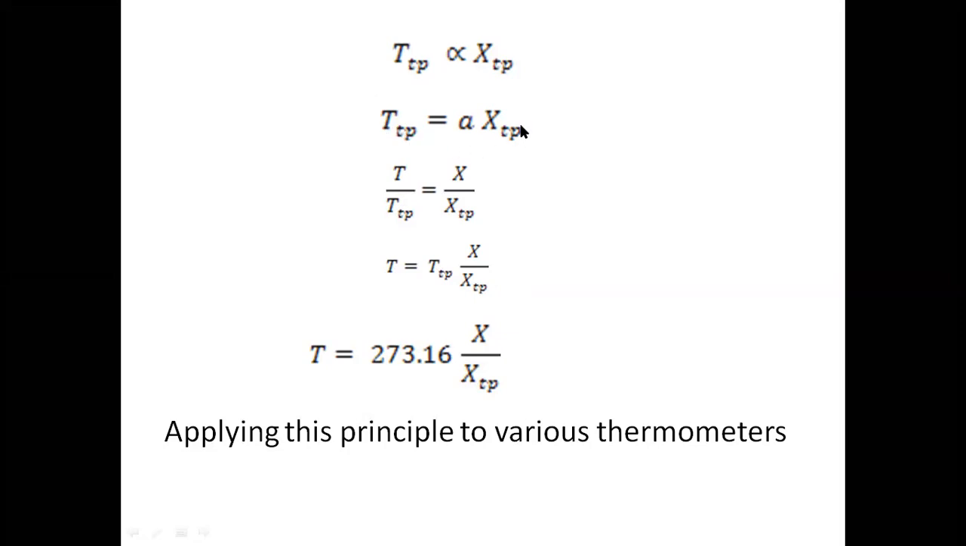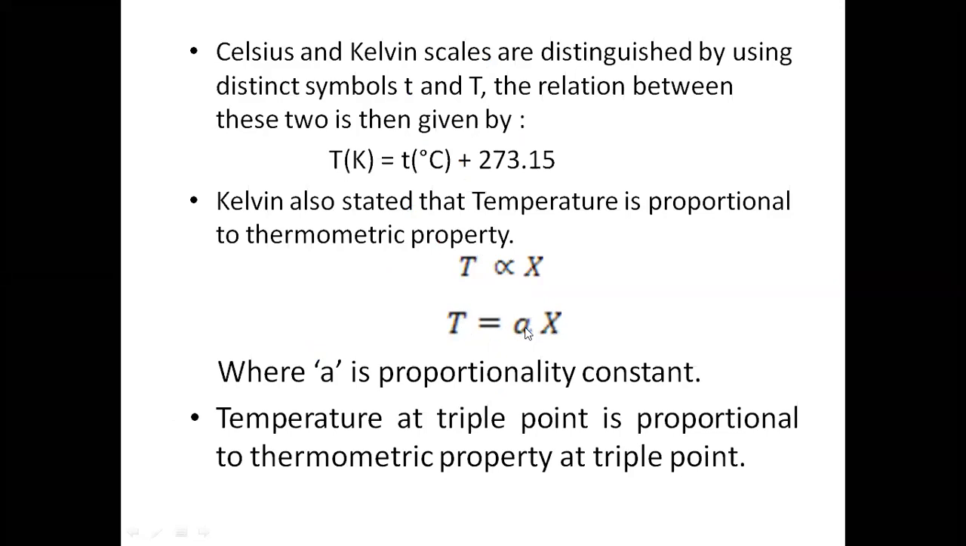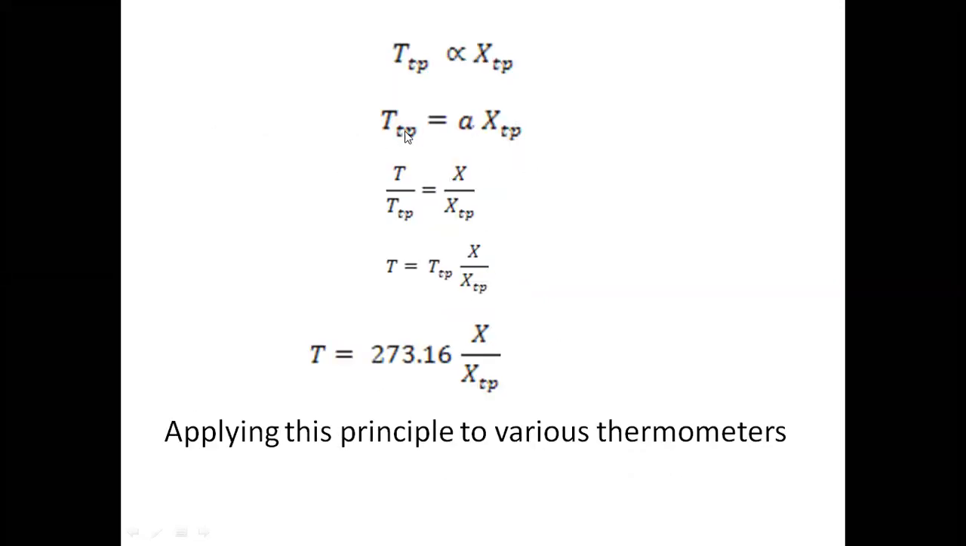So temperature at triple point equal to a constant into x at triple point. X is the thermometric property. So T equal to A into x. These two equations, T equal to AX and TTP equal to A XTP, are divided with each other. If they are divided one with another, we get T by TTP equal to x by xTP. Therefore, T equal to TTP into x by xTP. T equal to 273.16 into x by xTP.